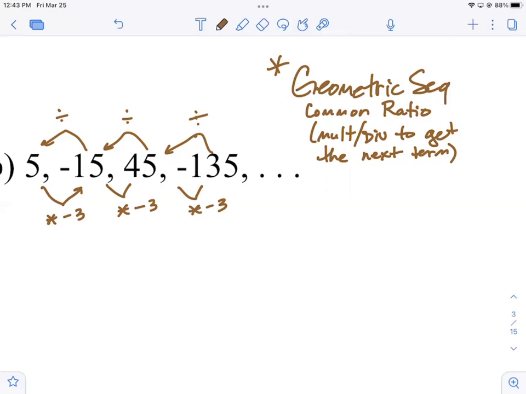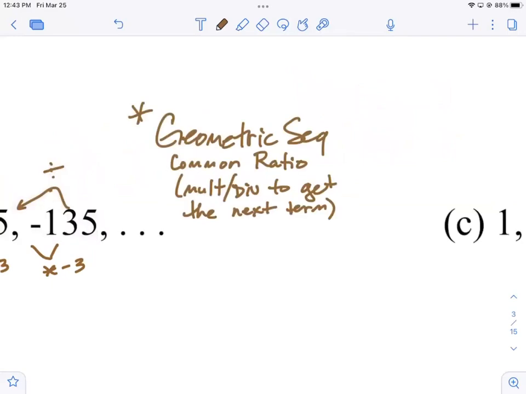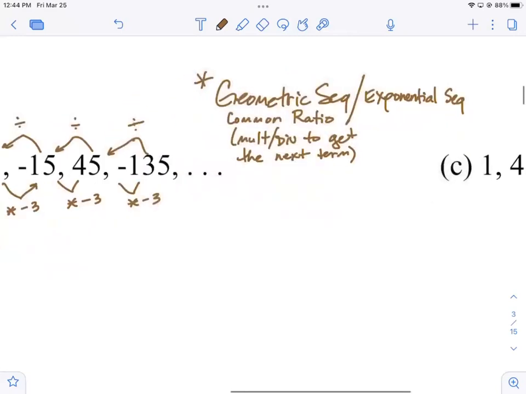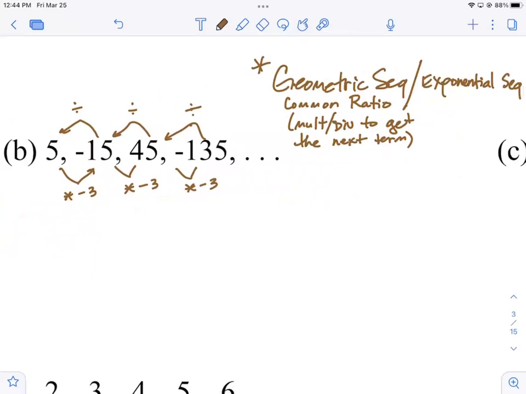Hey, what do we call repeated multiplication? Exponentiation, right? Exponentiation. So geometric sequences are the same as exponential sequences, but that's not their formal name. Okay, but they do turn into exponential. So what would the common base be? Well, it would be negative 3 to the nth power, right?